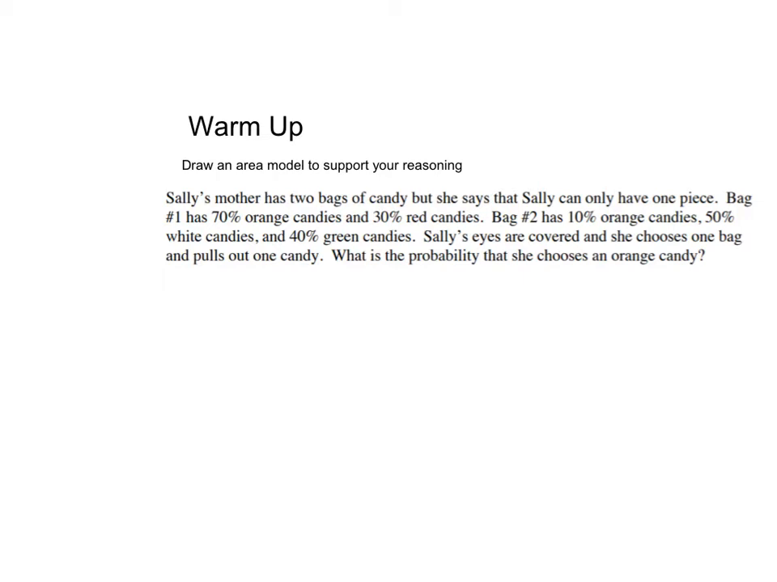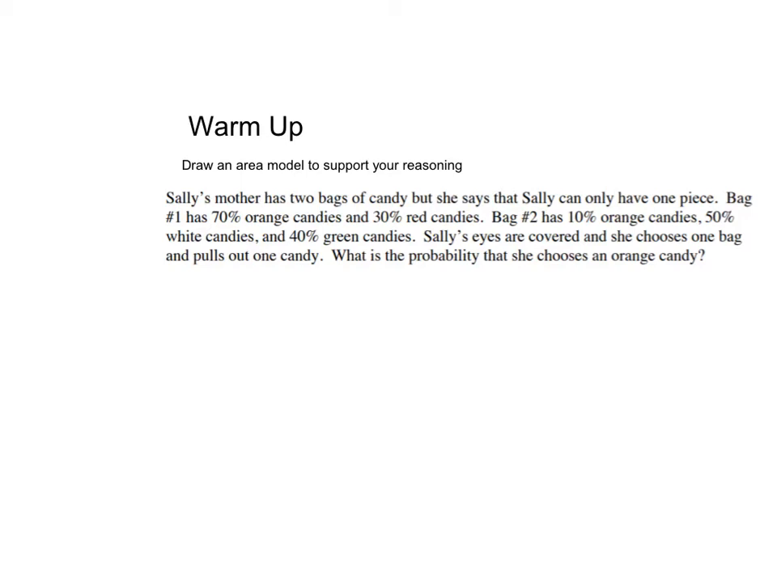So what we're going to do is look at this warm-up problem with Sally, whose mother has 2 bags of candy, and Sally can only have one piece. Bag 1 has 70% orange candies and 30% red, and bag number 2 has 10% orange candies, 50% white candies, and 40% green candies. Sally's eyes are covered and she chooses one bag and pulls out a candy. What's the probability that she chooses an orange candy?